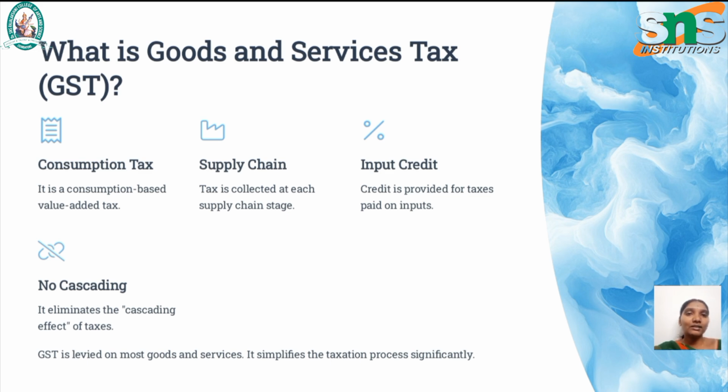value added tax. And then supply chain means tax is collected at each supply chain stage. And input tax credit is a credit for taxes paid on inputs, and no cascading means removing the cascading effects of taxes. Overall, GST is levied on most goods and services, and it simplifies the tax process significantly.